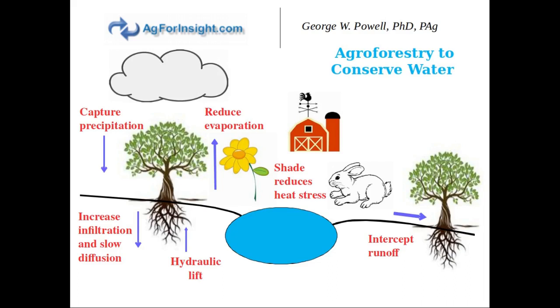It does so by enhancing the capture of precipitation, by intercepting runoff and increasing infiltration and diffusion of that water into the upper soil levels, by pulling water from the lower soil profile into the upper soil profile by the process called hydraulic lift, by reducing evaporative losses from the soil surface back into the atmosphere, and by lowering overall water demand through the positive use of shade. So shade reduces heat stress, and that reduces water use by crops, by livestock, and other farm uses.